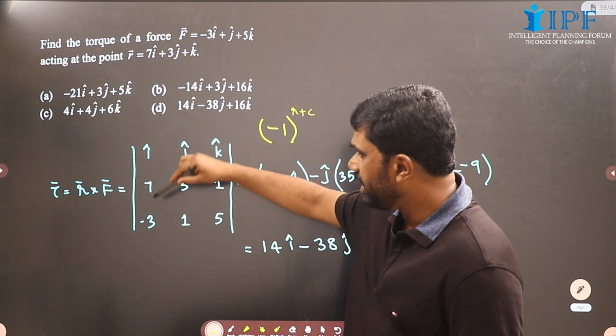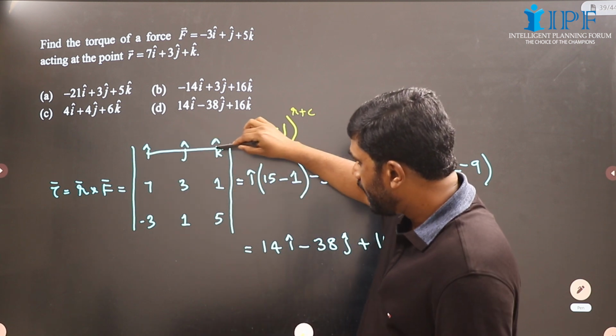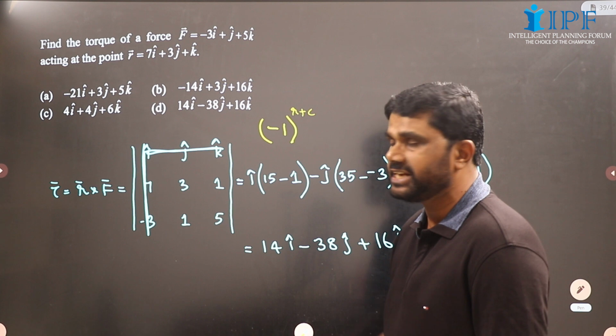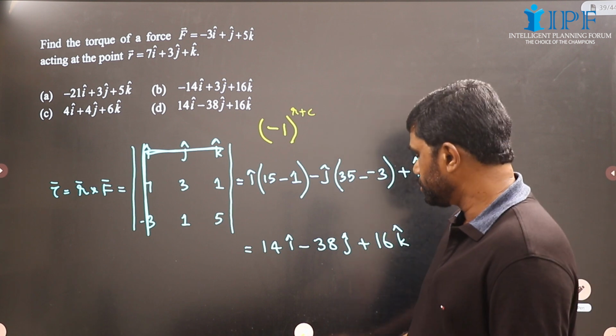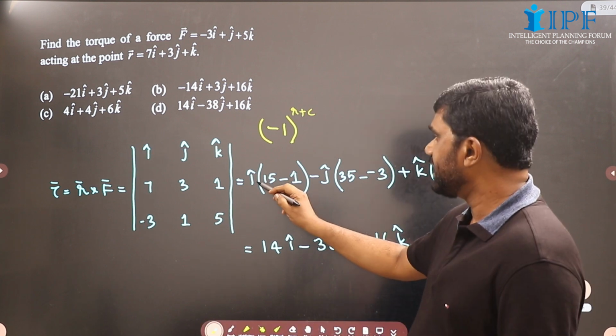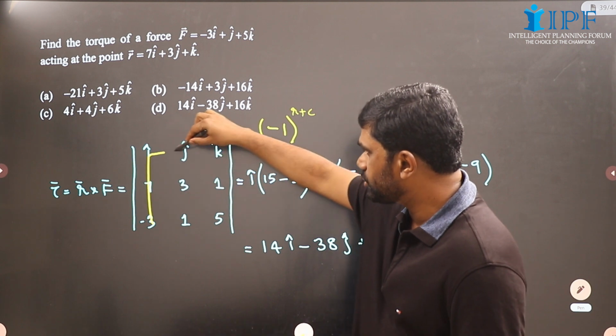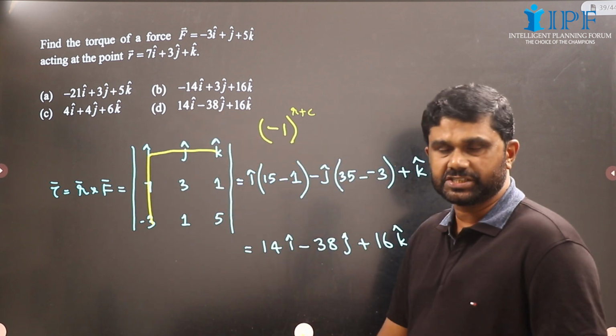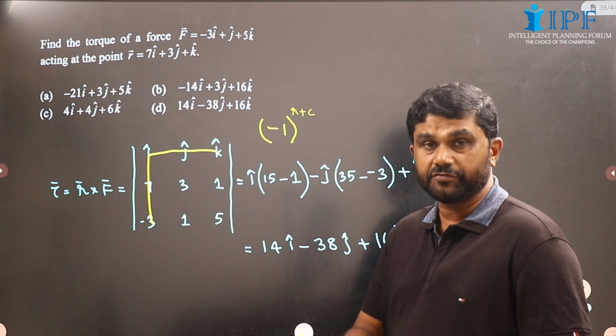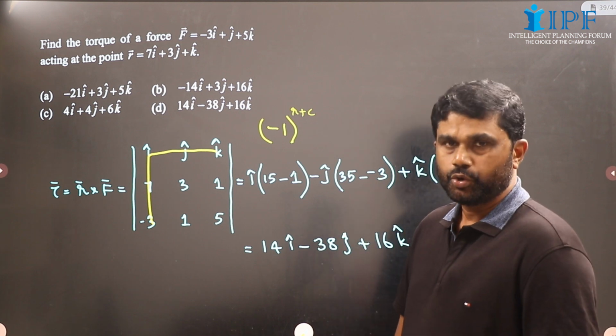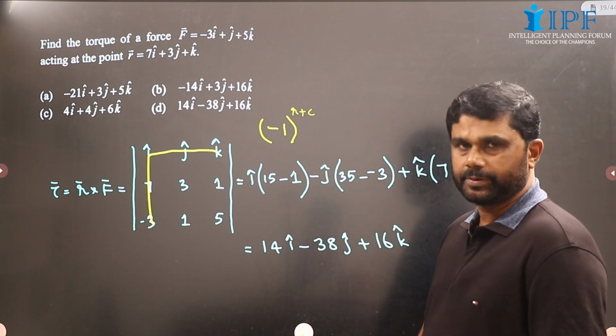We have to eliminate the row and the column containing that first element I cap. So what do we get? This is I cap into, if we eliminate this column and row, 3 into 5, that is 15, and 1 into 1, that is 1. 15 minus 1 is 14. So it is 14 I cap.